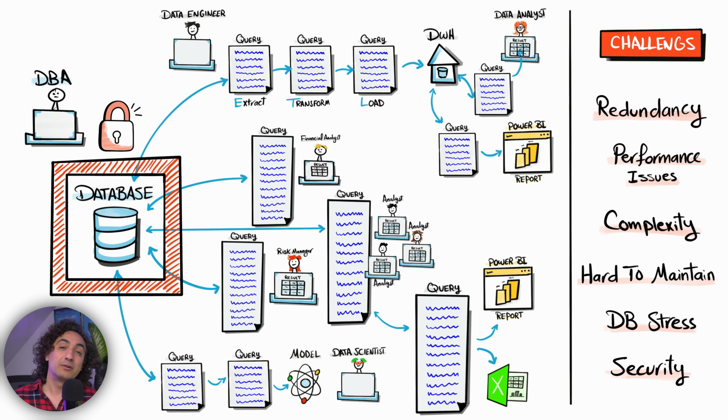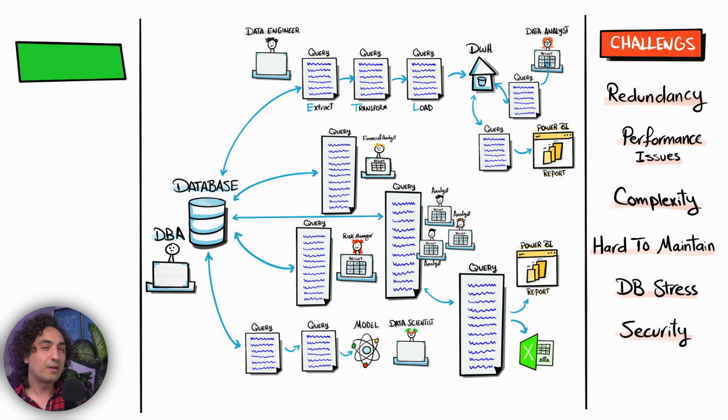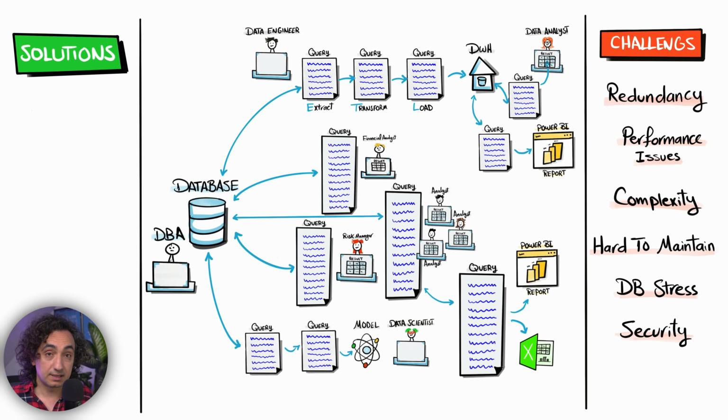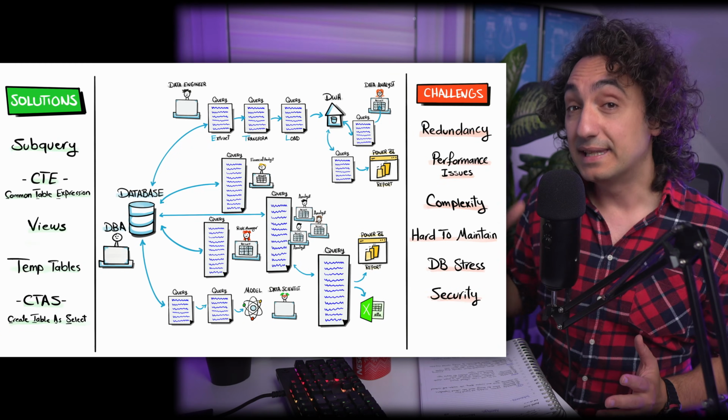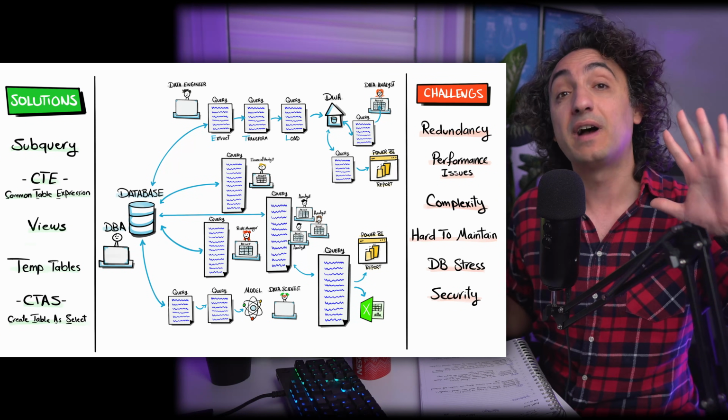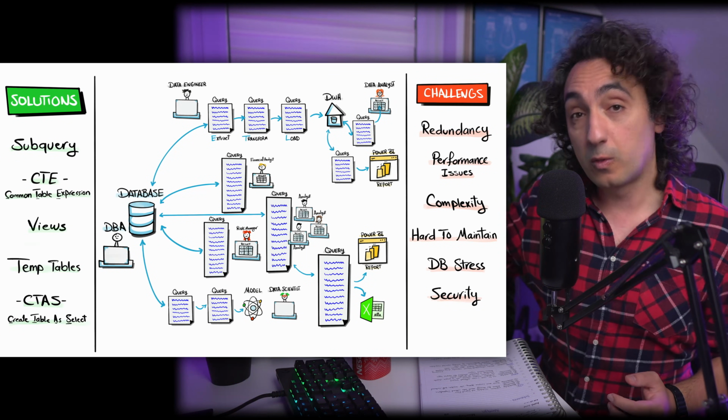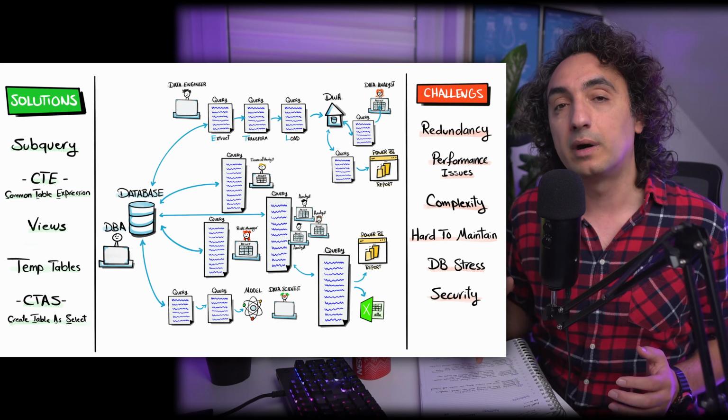Now, enough talking about challenges, problems and issues, let's be solution oriented. So what are the solutions to those issues? Of course, there are many solutions, but we're going to focus now on 5 techniques. We can use subqueries or CTEs, common table expressions. We can introduce views to our database or temporary tables, or we can use the technique of CTAS, create table as select. So this is exactly why we have to understand those 5 techniques in order to solve all those issues that we might face in our data projects.